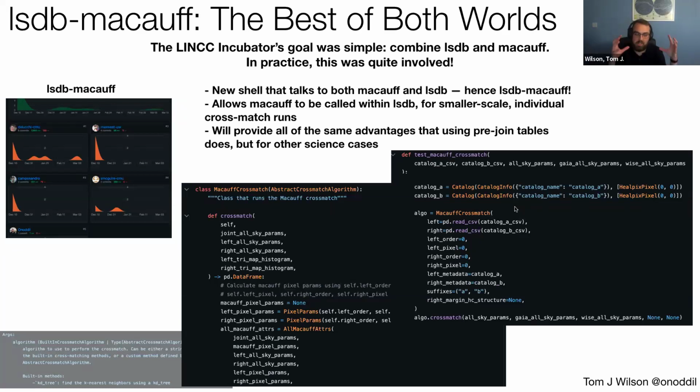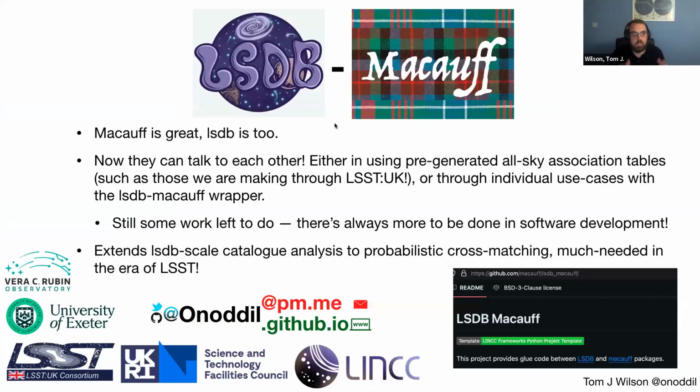And then finally, we called this lsdb-macauff because it's the middleware that talks to both LSDB and Macauff, so that if you're running LSDB on a small bit of sky, perhaps you've got a star formation region you care about, you could use the Macauff algorithm within that, and you don't have to rely on the built-in KD tree anymore if you don't want to. So that's lsdb-macauff. Again, I described it as the best of both worlds. Macauff is great, LSDB is as well, and now they can talk to each other. And I'll end there. Thank you.